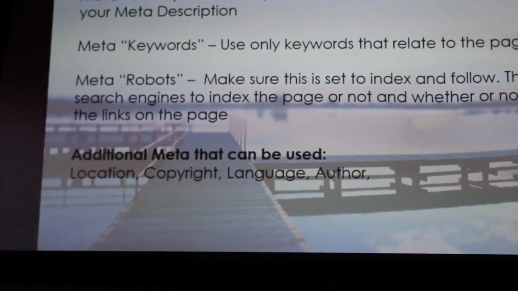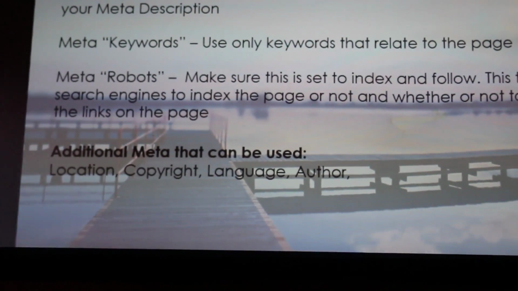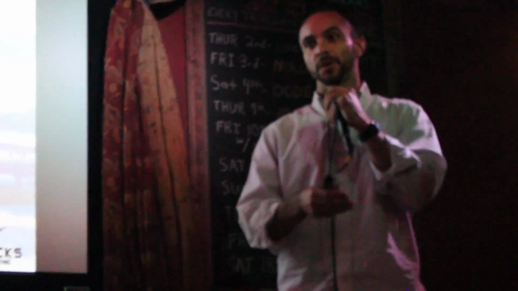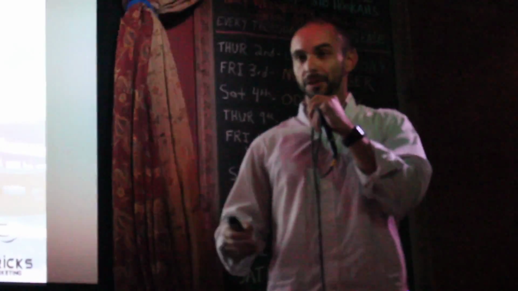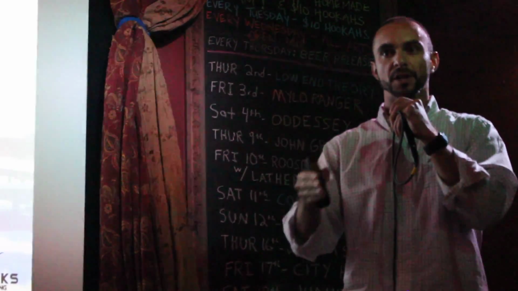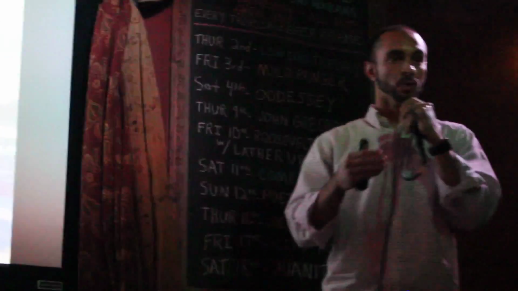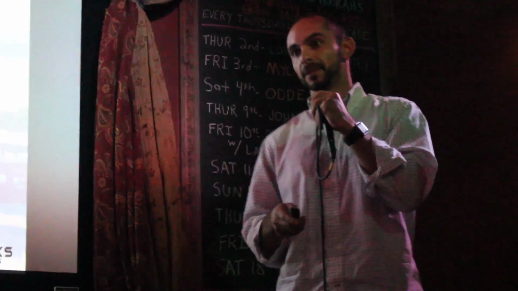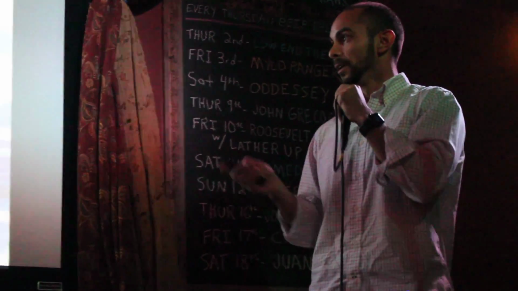A few other metas that you should consider are location, if you're a location business, as well as copyright. Language is very important if you have multiple websites with the same content but in different languages. You have an English version, for you're in the US, you might have a Spanish version, you may have a French version. You want to make sure that in your meta it says specifically, this is Spanish, this is French, so as people's browsers are set to specific languages, Google knows which website to pull up, and it helps you with your rankings.